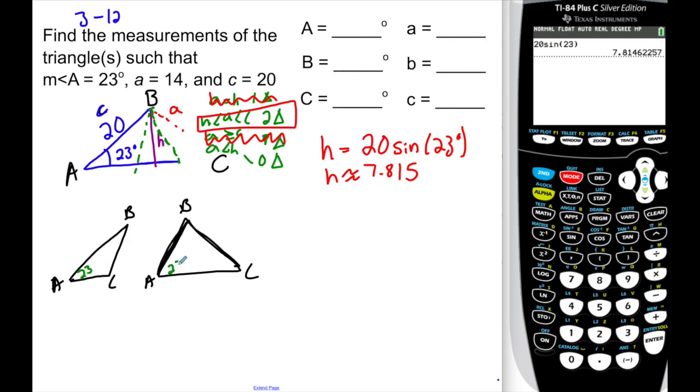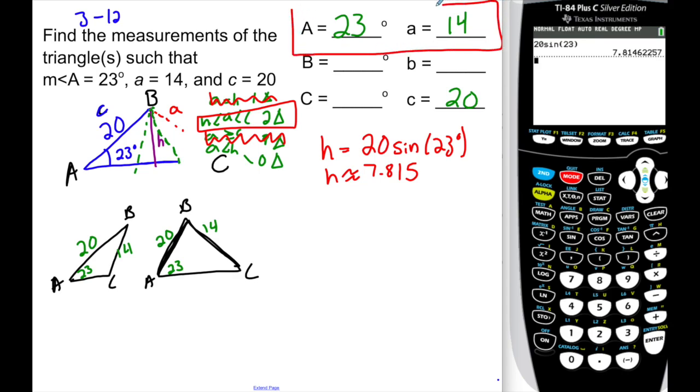We know A is 23 regardless. We know C is 20 regardless. We know A is 14 regardless. So these are all known, and that's never going to change. So we might as well fill that in. And I'm sorry, I want to make sure I've got the right A there. Okay. Now I'm going to go ahead and box this in, and the reason I'm doing that is because that is my known information.